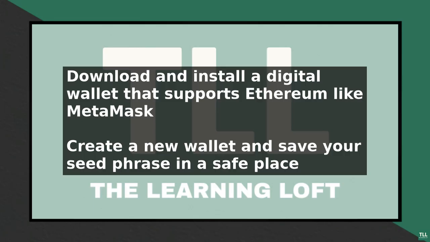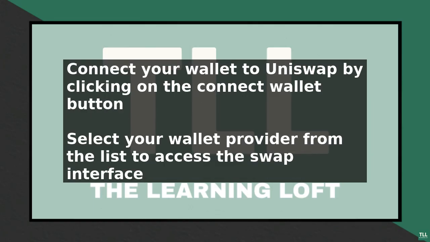Then connect your wallet to Uniswap by clicking on the Connect Wallet button and selecting your wallet provider from the list. After connecting your wallet, you will see the swap interface where you can buy Ape Coin. In the From field, select the cryptocurrency you want to use to buy Ape Coin, such as Ethereum, and in the To field, search for Ape Coin and select it.